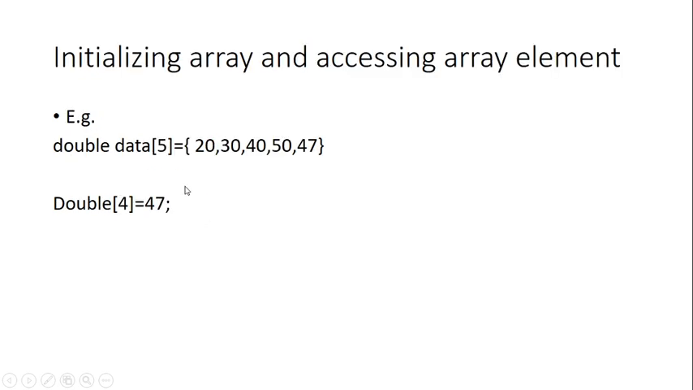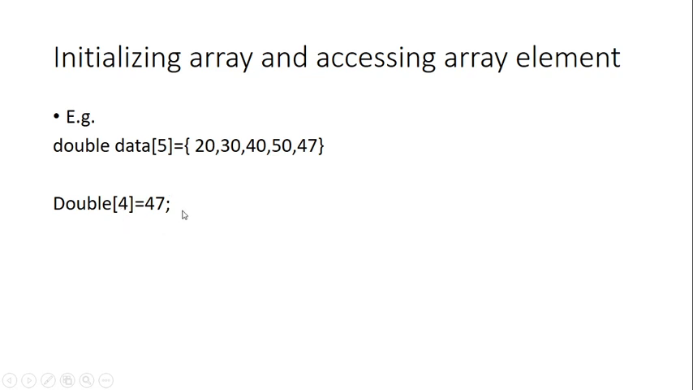If you want to initialize an array and access any array element, suppose I have given as an example the data type as double, array name as data, and here I have given the size as 5. Now if you want to access the fourth element, you can write data[4] and you will get the answer, that is 47. In this way you can access the array element of a given array. Now you will wonder, the fifth element stored in the array is 47, but here the answer for the fourth element is 47.